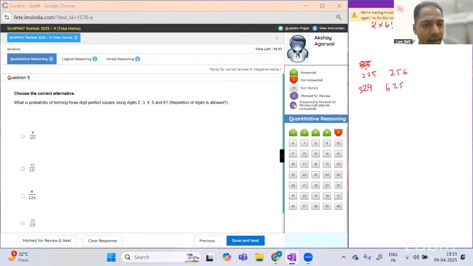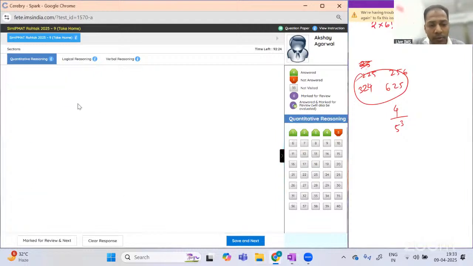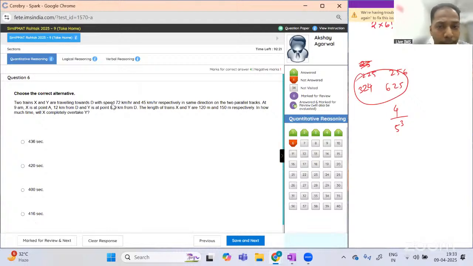676 will not be possible. 700s, 800s, and so on. So I'll only be able to make 4 perfect squares out of 5 digits. Basically, I could make 5 cube numbers. 4 by 125 is there in the options. Answer is option C.